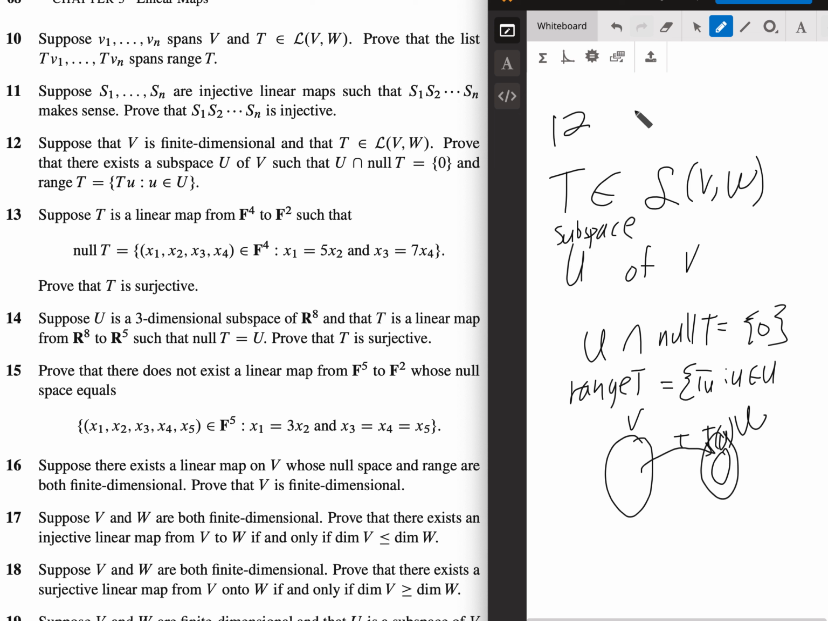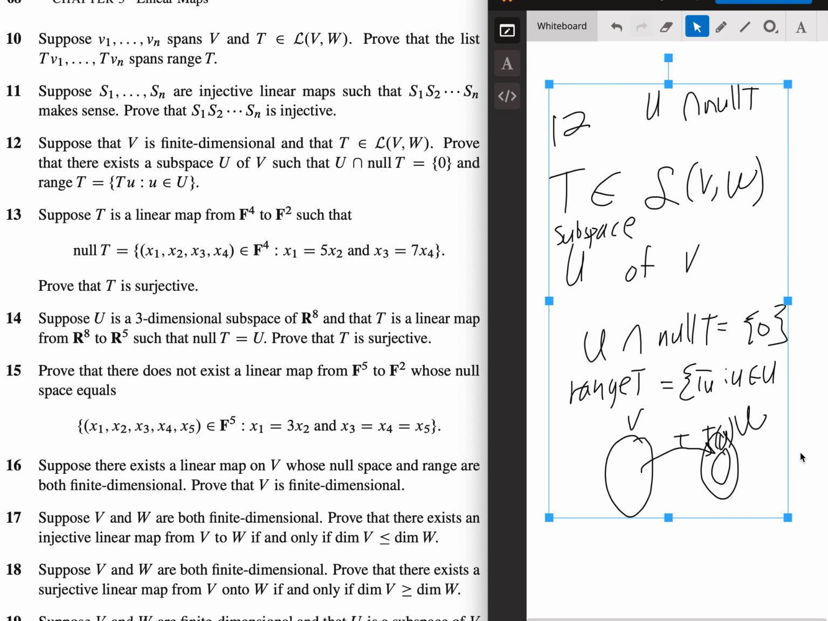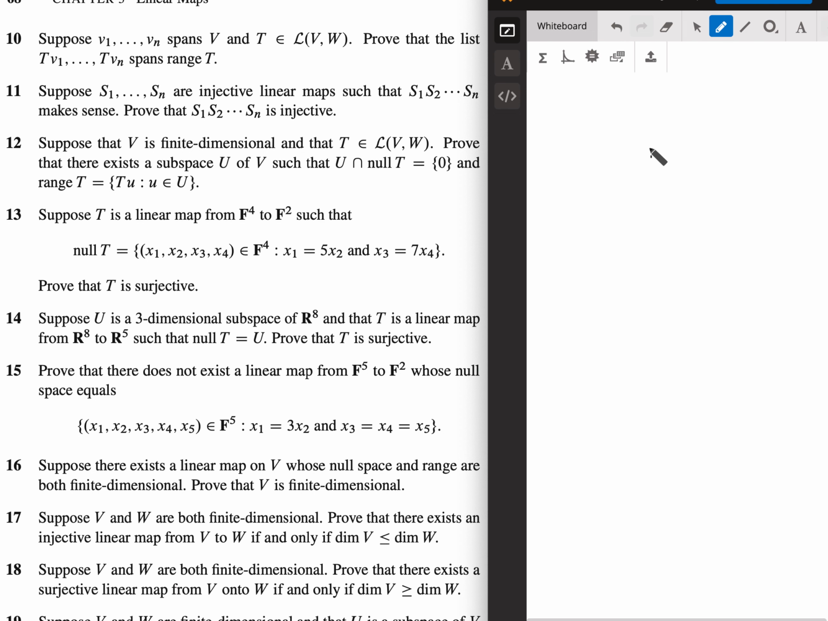But looking at this question a bit more, it also suggests that U does not share any elements with the null space of T. So maybe to draw this more accurately, what you would have is you have your V, you've got your null space, and then you've got your U hanging around here somewhere as well.